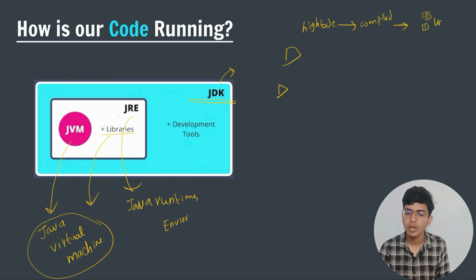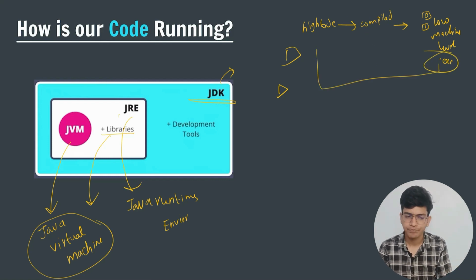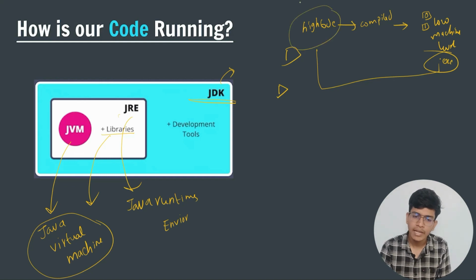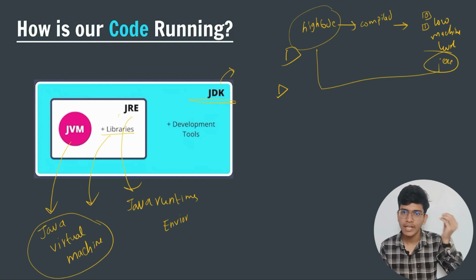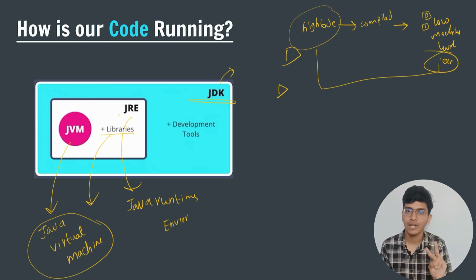That is nothing but low level language or machine level language. The extension of machine level is EXE, right? So this is how the process of our compilation or code running will take place. So what are the things that are going on? First of all, our high level code is written by humans. That code will get compiled by the JRE plus the JVM, that is Java Runtime Environment along with Java Virtual Machine.